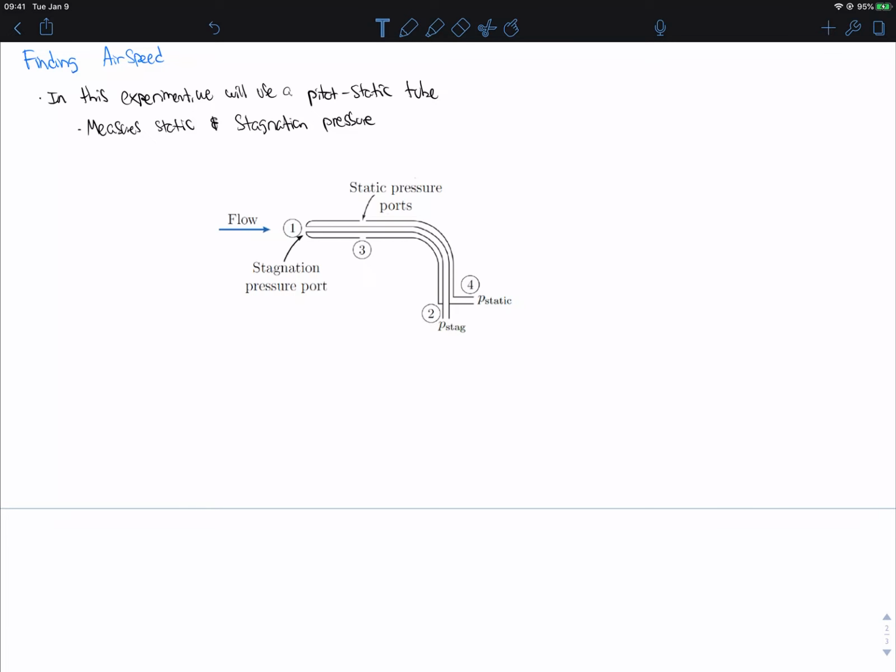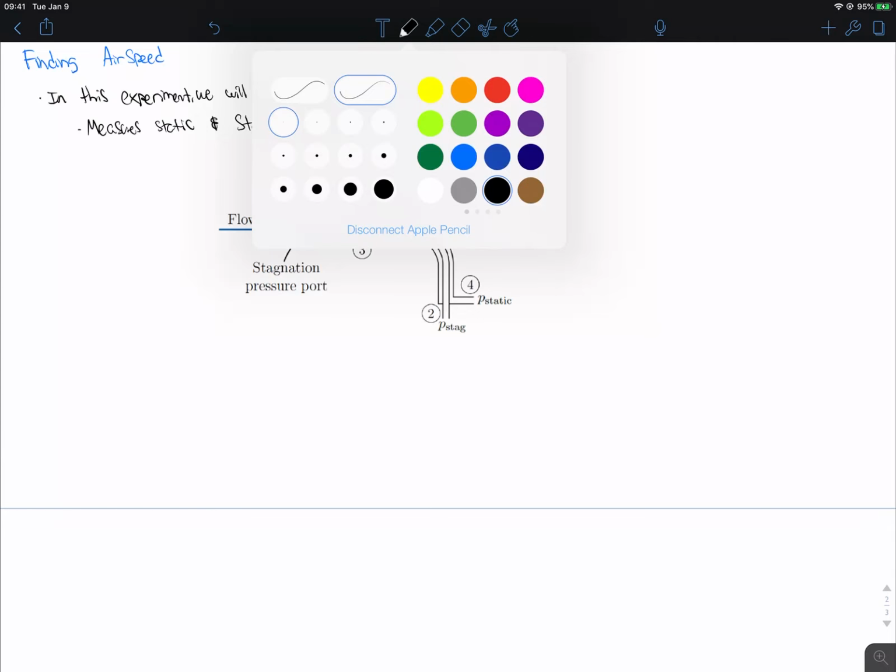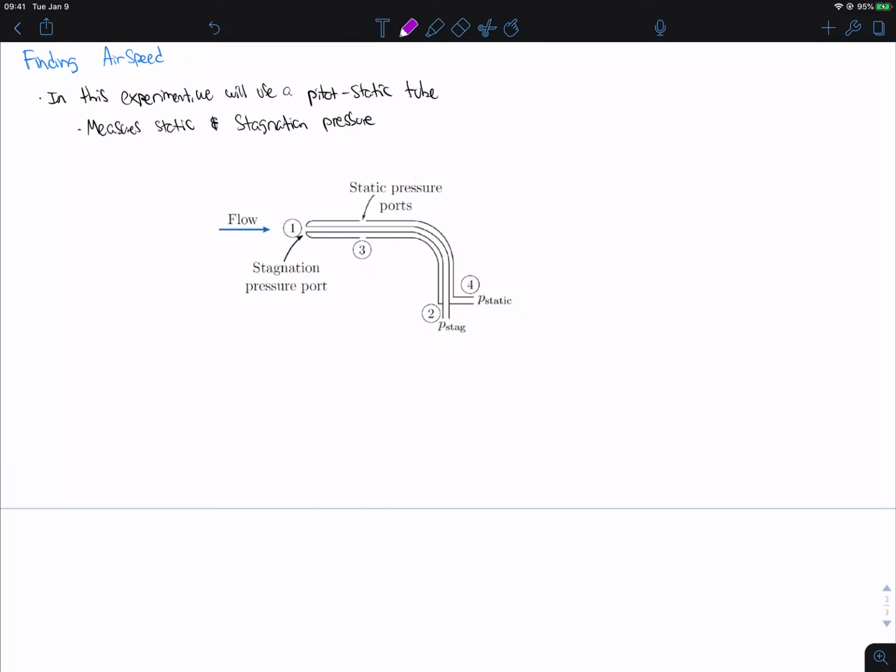Okay, so what I've done now is I've imported this picture because I don't want to draw it. So basically we have a pitot-static tube here. It looks like our pitot tube that we had in the last experiment, or in experiment 2, except this time we have these static pressure ports that are circled in purple. So we're going to measure the static pressure, and then we're also going to measure the stagnation pressure.